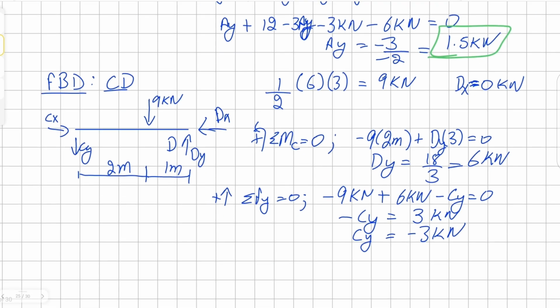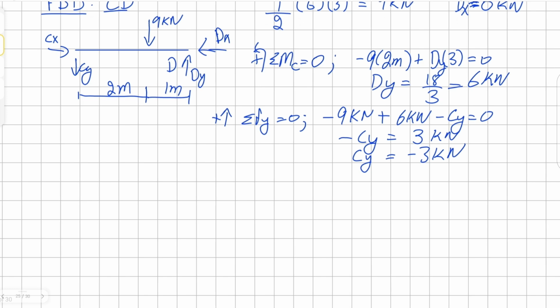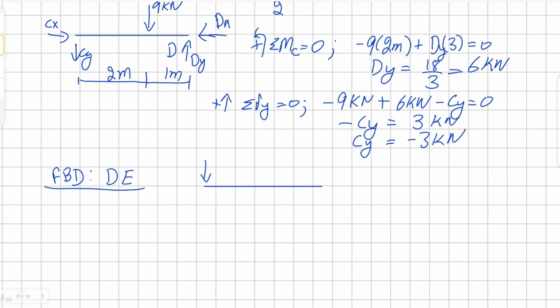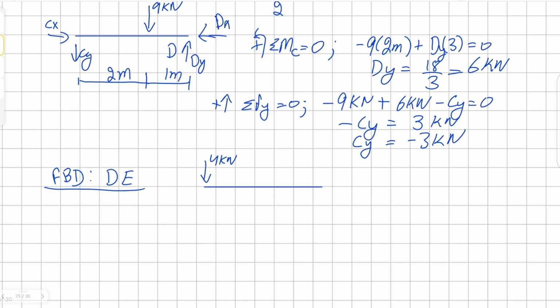Now let's solve for our section DE. I have a concentrated load pointing downward, 4 kilonewton. Then we have our vertical reaction for DY. And we know our horizontal reaction for D is 0. Therefore, our horizontal reaction for E is going to be 0 as well.